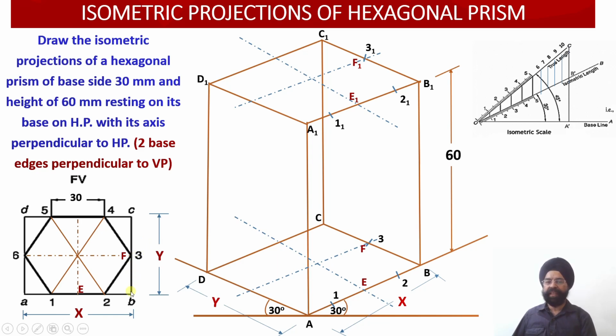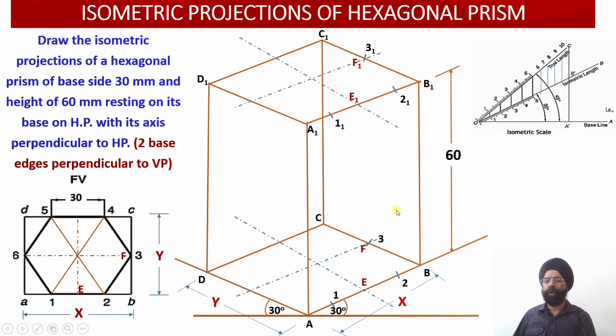We measure the length B3 in the true length over here and then convert it to isometric length. So this distance will be marked over here. On the base we are going to get point 3 from point B over here. Similarly at the top the same distance will be traveled along B1 C1. So the name of this point will be 3, 1. This distance B1 3, 1 is equal to B3.